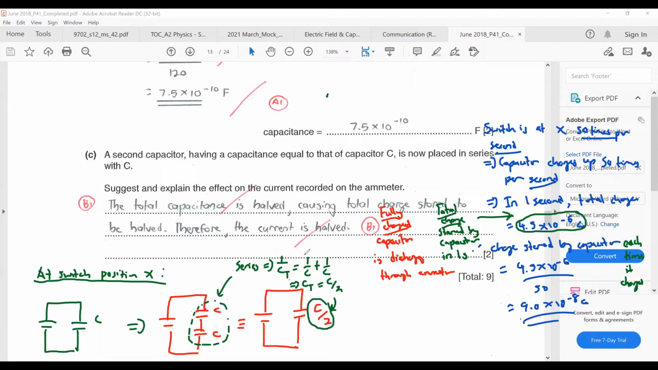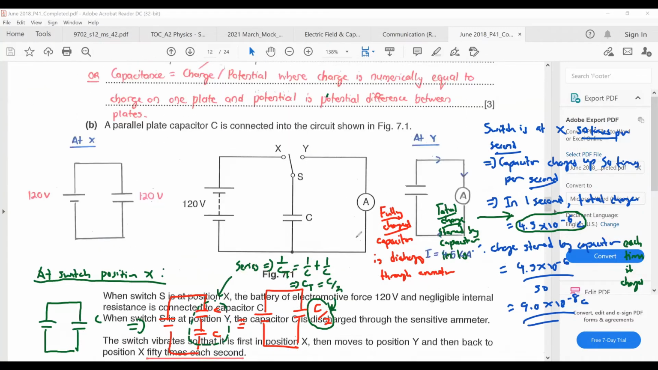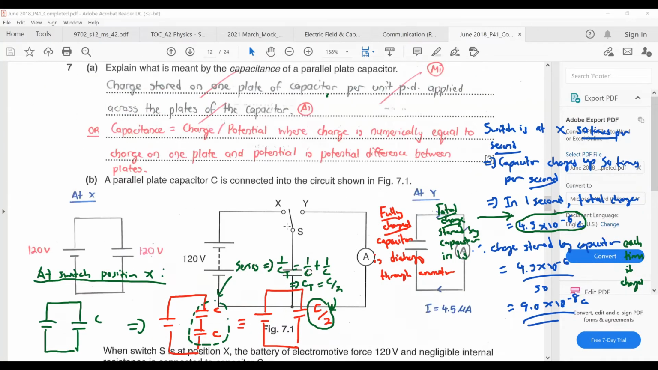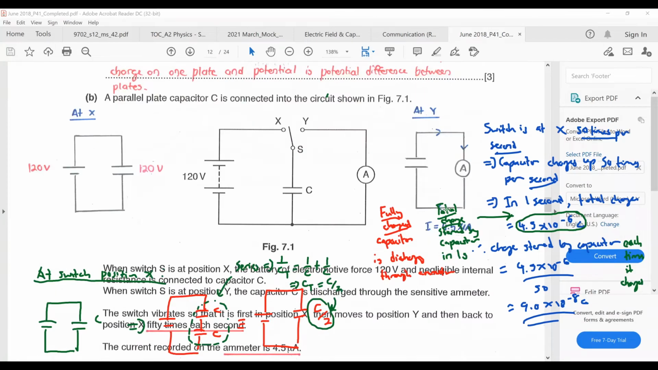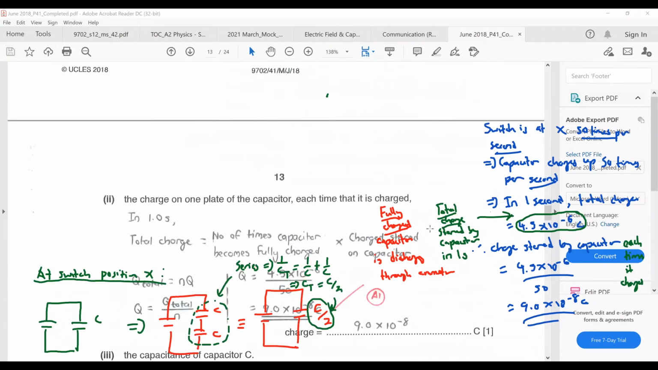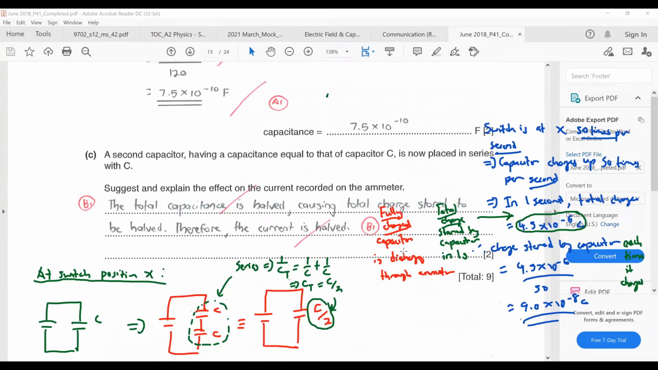All right. Whatever charge is being stored here will eventually be discharged through my ammeter when it goes to switch position Y. Originally X is where your capacitor starts charging, and switch position Y is where your capacitor will start to discharge. The charge that is discharged is what you see as current there. Now you look at this one here.